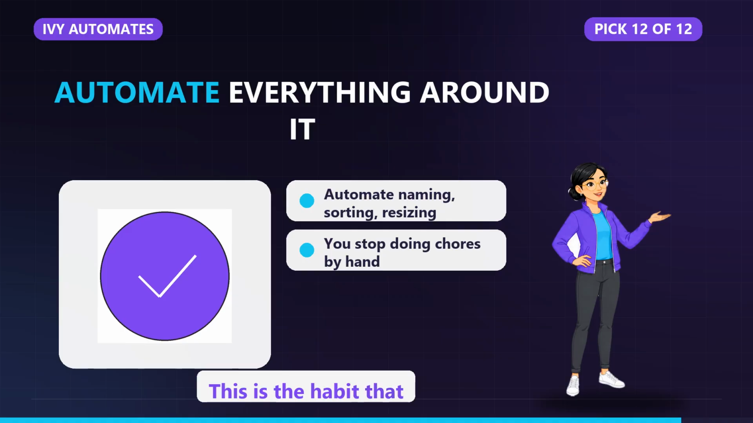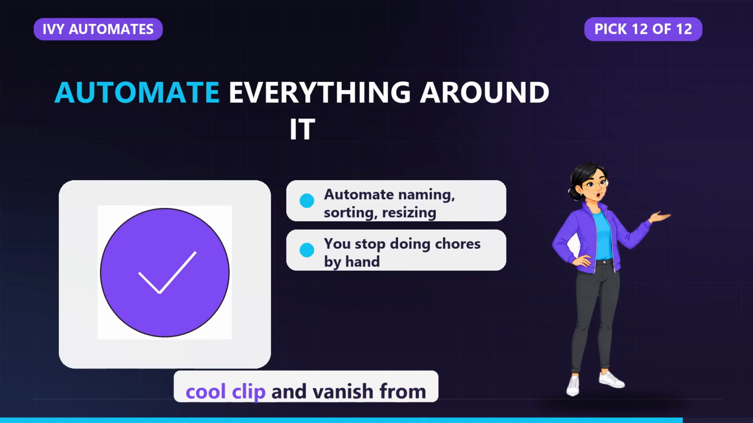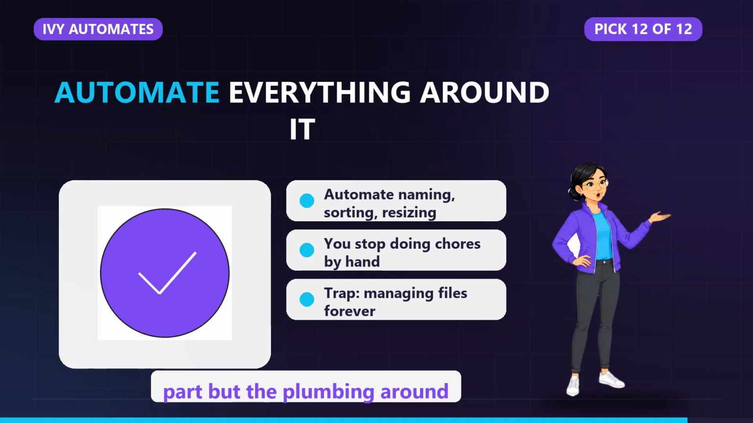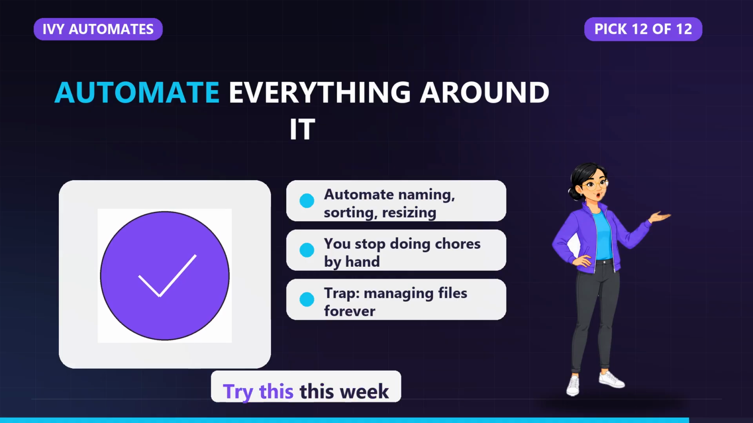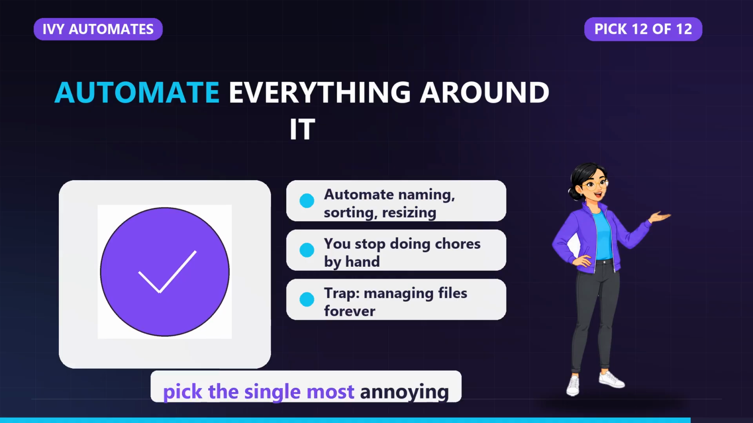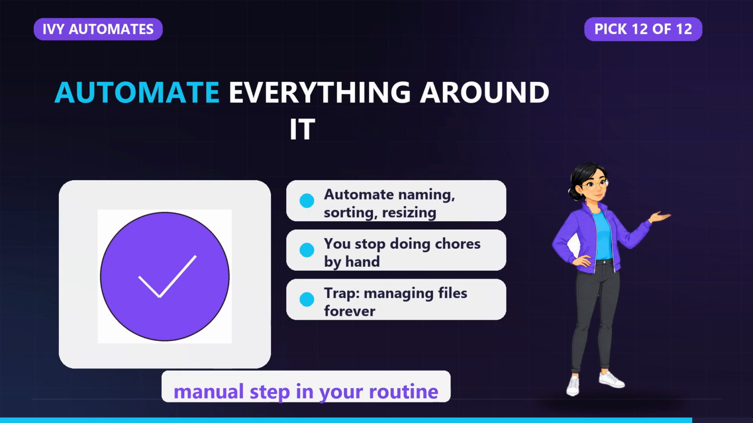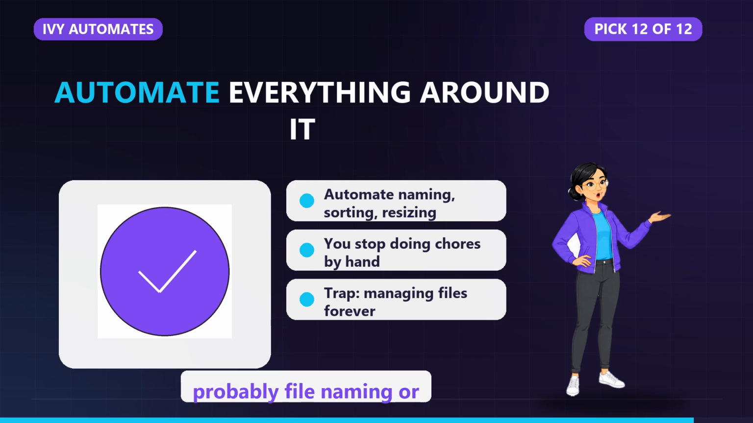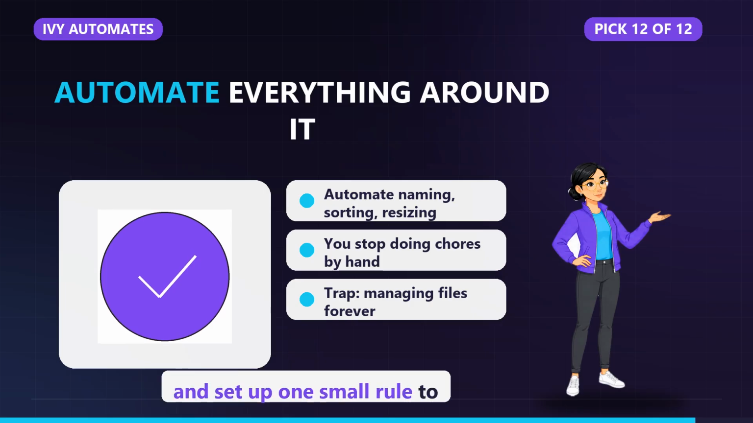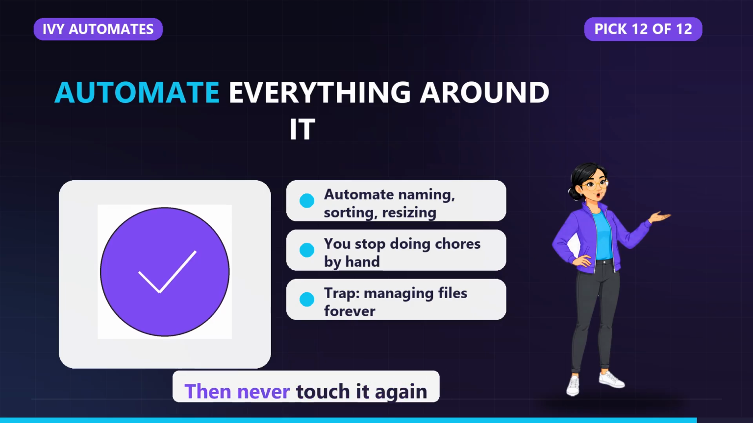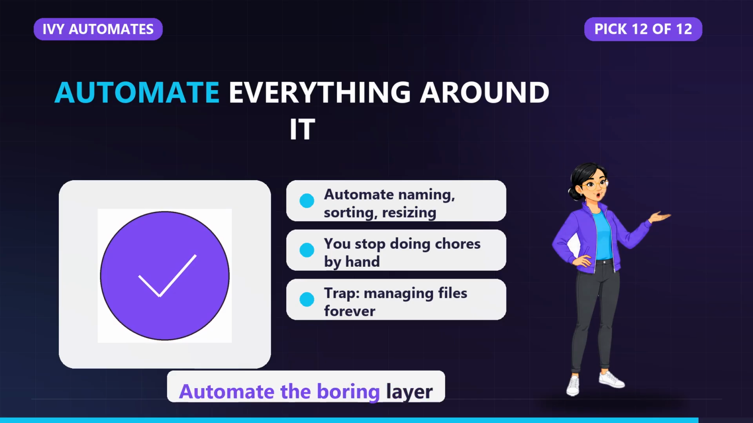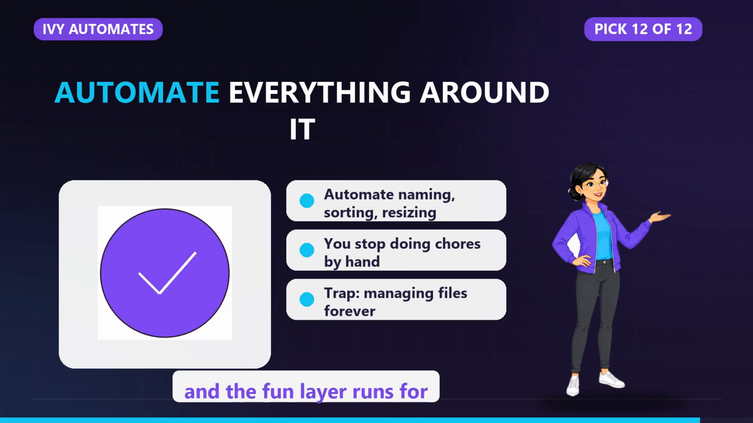This is the habit that separates people who post one cool clip and vanish from people who build an actual channel. The generator is the exciting part, but the plumbing around it is what makes it last. Try this week. Pick the single most annoying manual step in your routine, probably file naming or sorting, and set up one small rule to handle it automatically. Then never touch it again. Automate the boring layer, and the fun layer runs for years. That's the whole game.